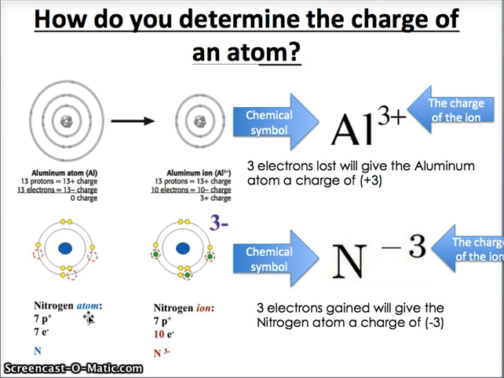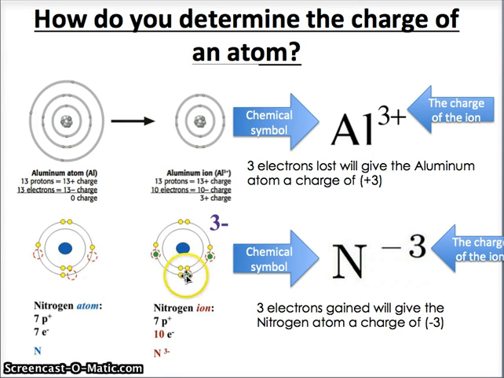Nitrogen has 7 protons and 7 electrons when it's not ionized or it's a normal atom. But notice how to complete its valence shell, it needs 3 more electrons, right? So it wants to gain 3 electrons rather than lose 1, 2, 3, 4, 5 electrons. So that's what it's going to do. It's going to get 3 electrons.